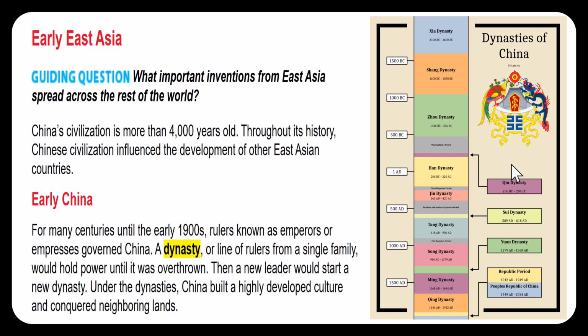Question number 1. How old is the Chinese civilization? More than 4,000 years old. Question 2. For many centuries in China, who governed the people? People known as emperors or empresses. Question 3. What is a dynasty? A dynasty was a line of rulers from a single family that would hold power until they were overthrown.